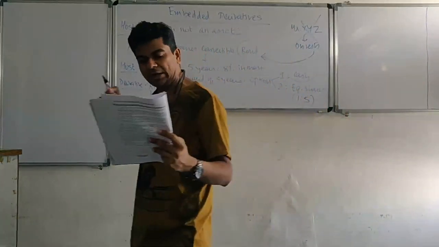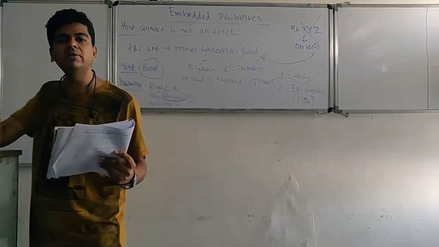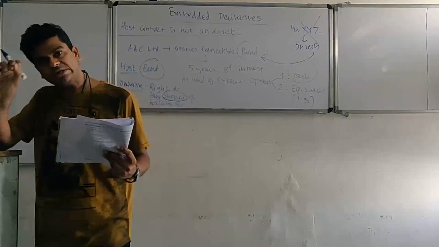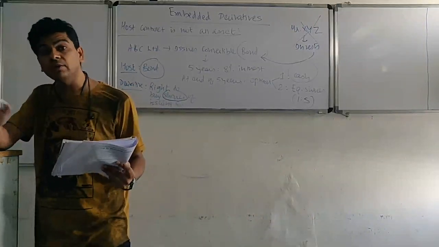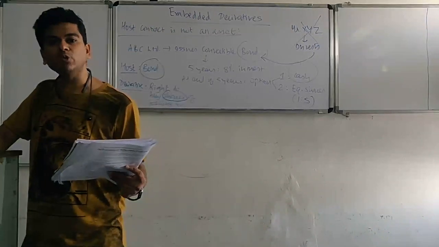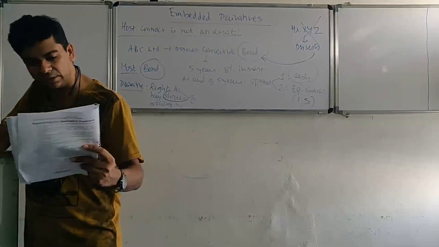They are saying, look at condition A, are not closely related. Not closely related means they should be substantially different. The risk which is there when I invest in bond and the risk which is there when I invest in shares, there will be a dramatic difference between the risk. And that is the reason we can say that condition A is getting satisfied.